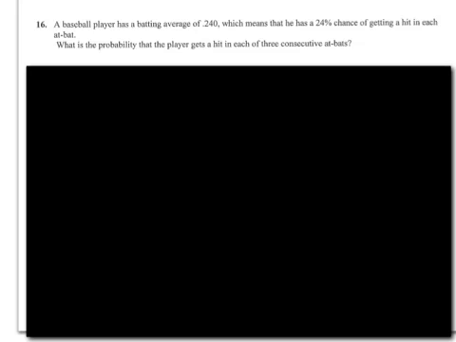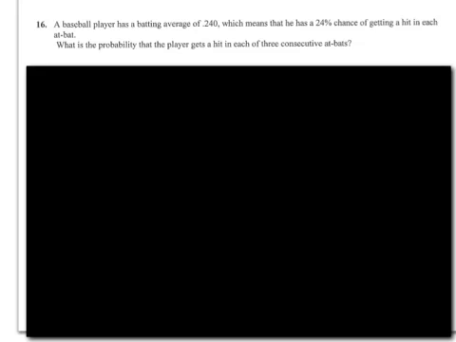Okay, number 16. A baseball player has a batting average of .240, which means that he has a 24% chance of getting a hit in each at-bat. What is the probability that the player gets a hit in each of the 3 consecutive at-bats? So if you think of it this way, they're at-bat the first time, and the second, and the third. If you heard me, I said we're going to bat once, and twice, and 3 times. I said and, so you multiply.